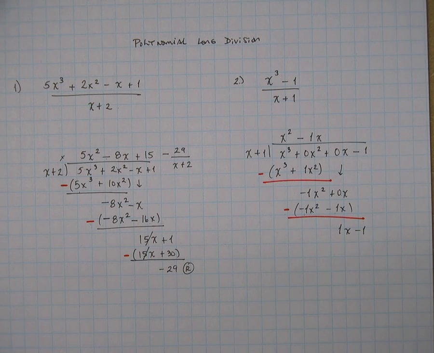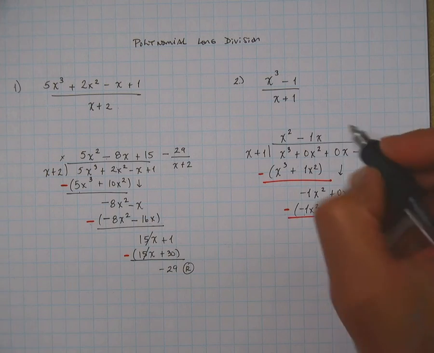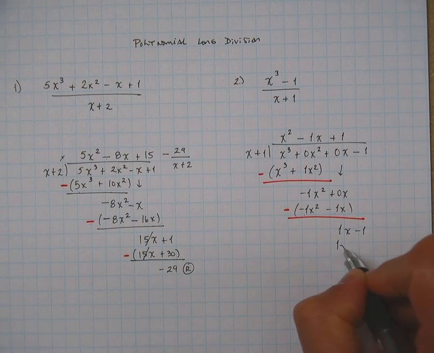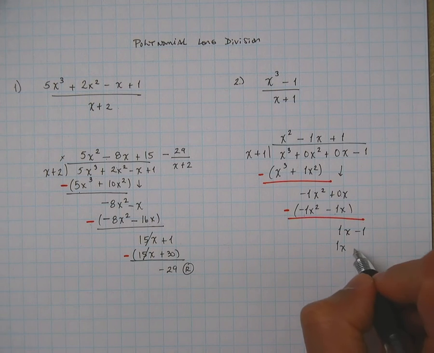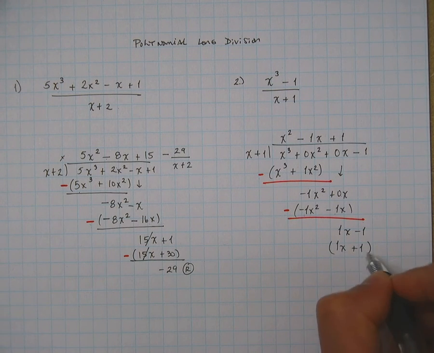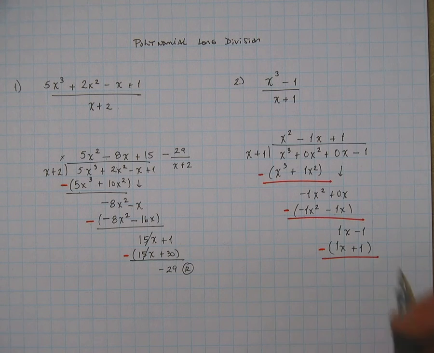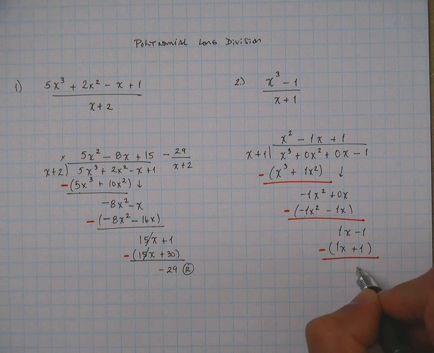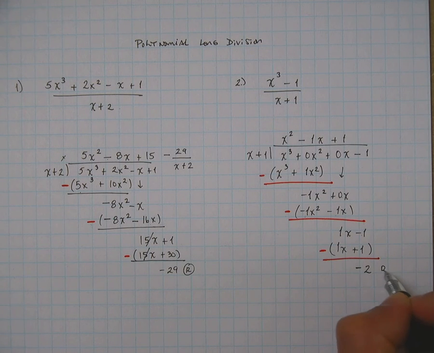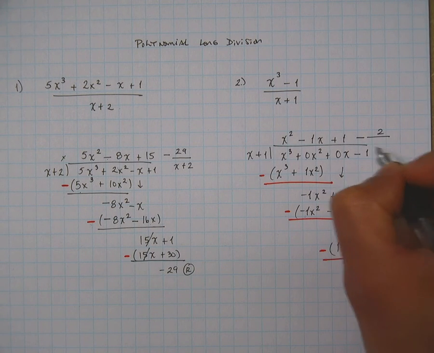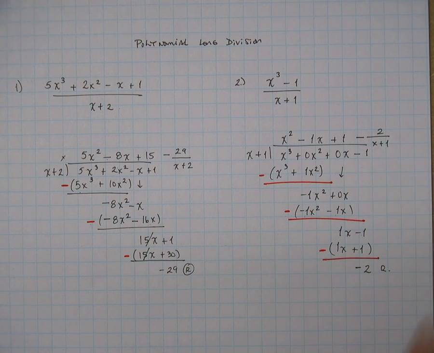And now we have x. We're going to need a positive 1. 1 times x is 1x. 1 times 1, well, that's a positive 1. And this guy, when we subtract, actually it's going to have a remainder. Negative 1 minus 1 is negative 2. That's going to be my remainder. It's going to go up here. Minus 2 over x plus 1.